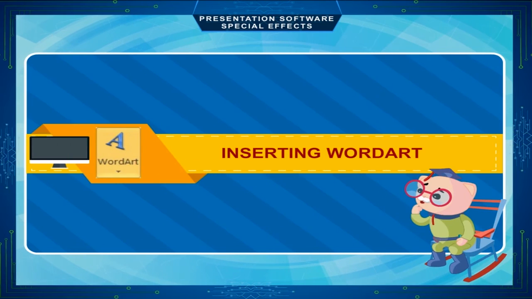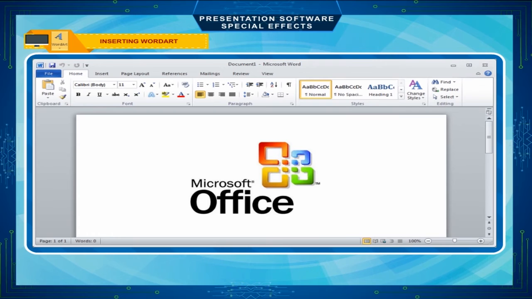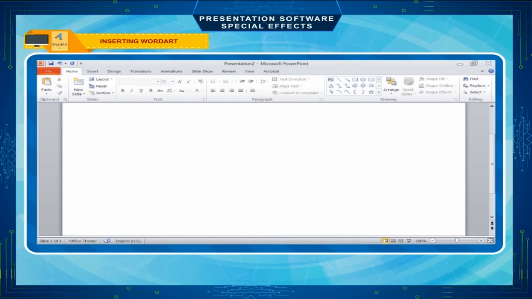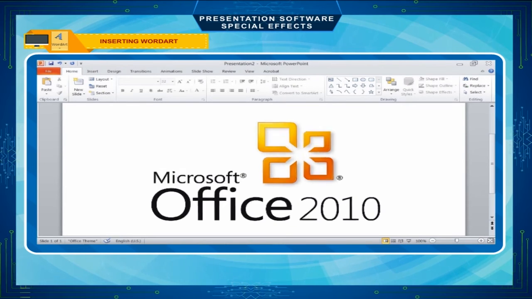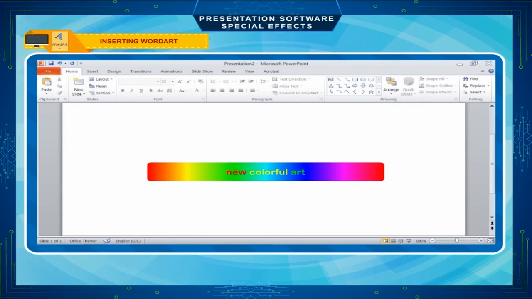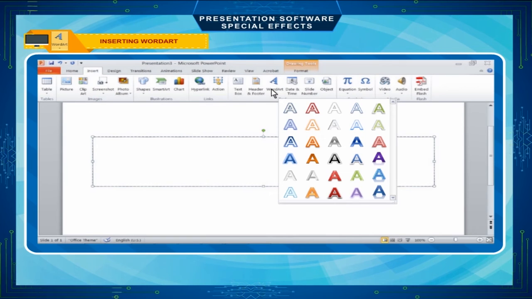Inserting word art. Word art is an old feature of Microsoft Office which has been enhanced in PowerPoint 2010. Same enhancement can be found in Word 2010. Word art has been updated with new colorful art effects. Select the text, then click Word art, and a list of all the available options will be displayed.